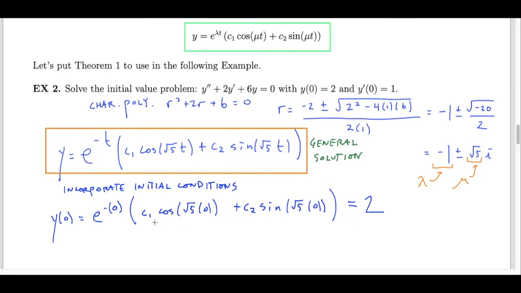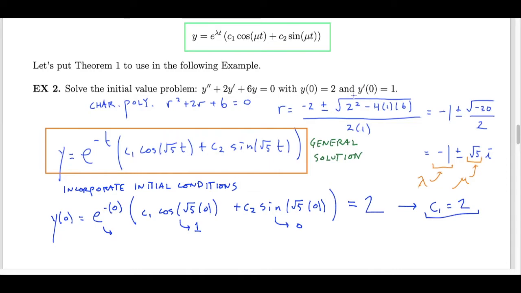This looks like a pretty complicated expression, but fortunately, if you remember properties of these trig functions, sine of 0 just goes to 0, and cosine of 0 just goes to 1. We know this exponential on the outside will just go to 1. So actually, this entire equation just simplifies to c1 equals 2. It's convenient. And notice, in a sense, that will always happen if I'm given a y of 0 value, because the structure of my general solution here always has this exponential and then the cosine and sine. So what happened here in this first step, we can generalize. We'll state that in just a second.